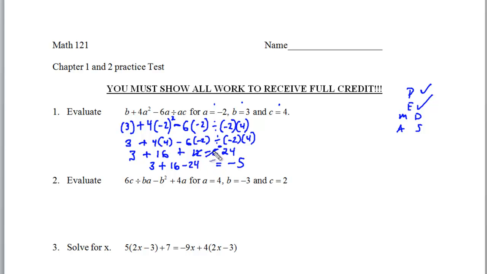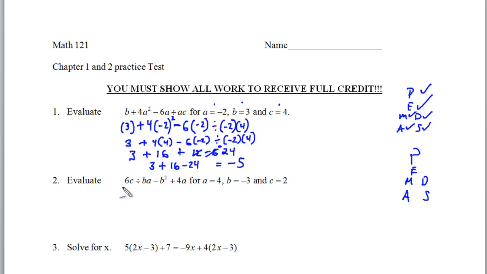So one of the things that you should be careful of is, especially when typing this into the graphing calculator, make sure you put your parentheses in so there won't be any mistakes. And that was our multiplication, division, and addition, subtraction going from left to right. Now let's do the same thing for the second problem.